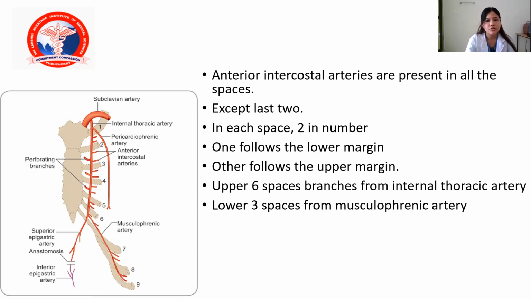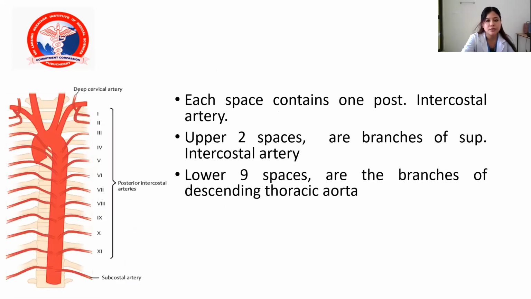So the anterior intercostal arteries are 2 in number in each space. Now, what about the posterior intercostal arteries? These are 1 in number in each space. The upper 2 spaces receive branches from the superior intercostal artery, and the lower 9 spaces receive branches from the descending thoracic aorta.